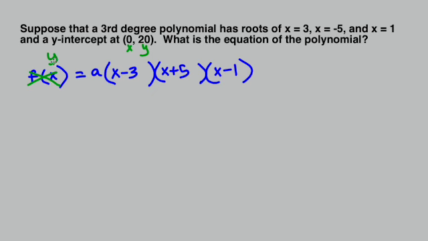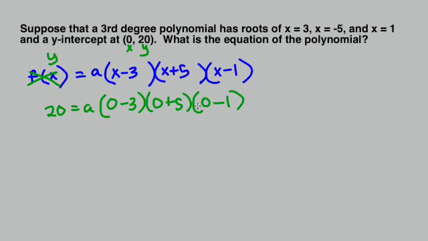So watch this. I'm going to replace this y with 20. So I get 20 equals a. I know x is 0, so I'm going to say 0 minus 3. I'm going to say 0 plus 5 when I replace the x with 0 there, and then we have 0 minus 1.